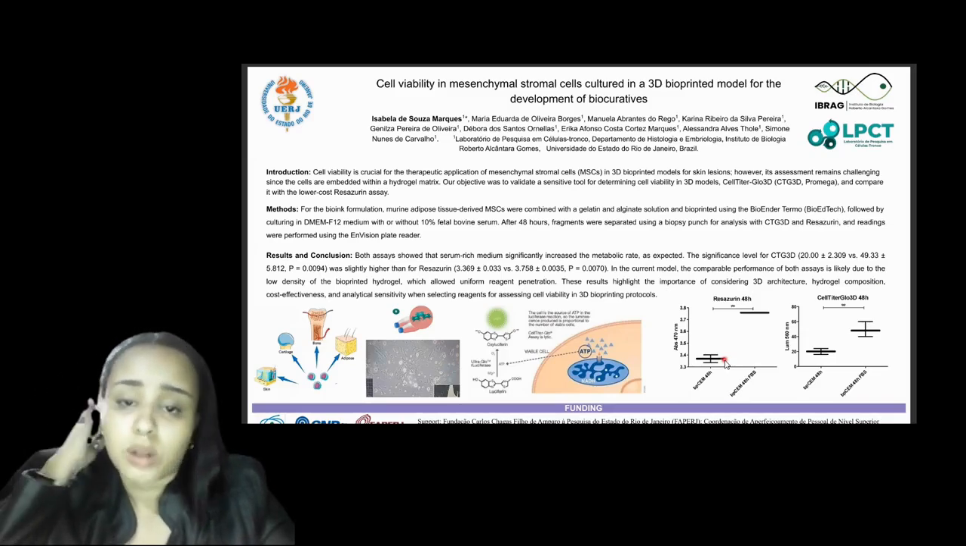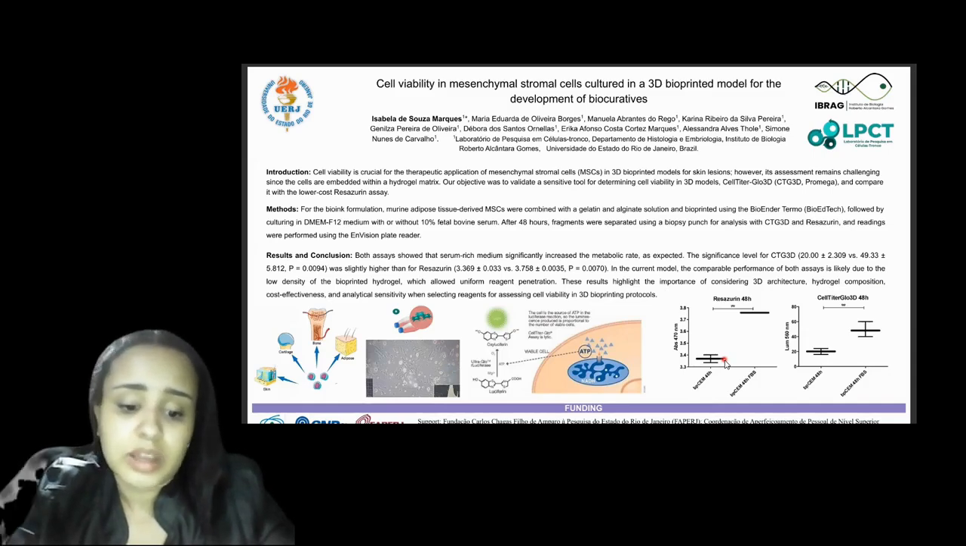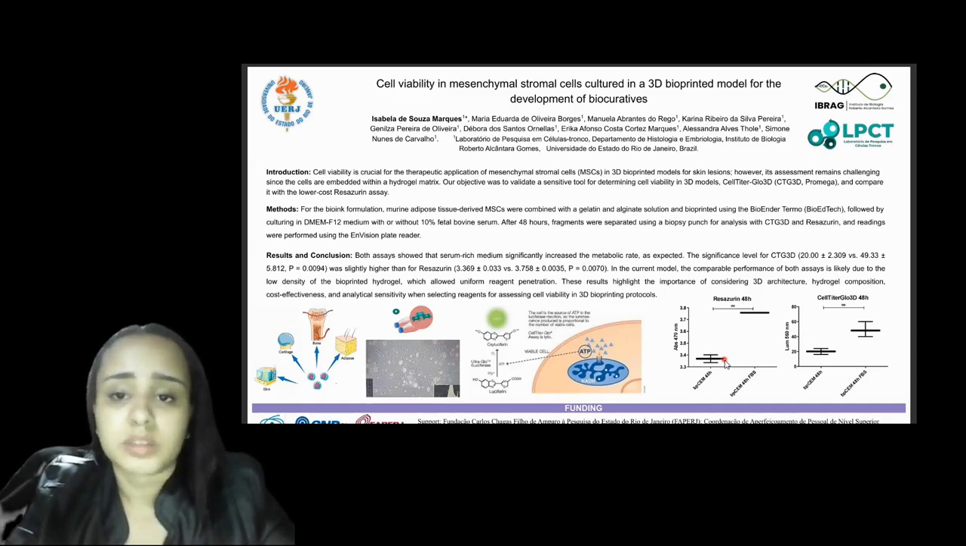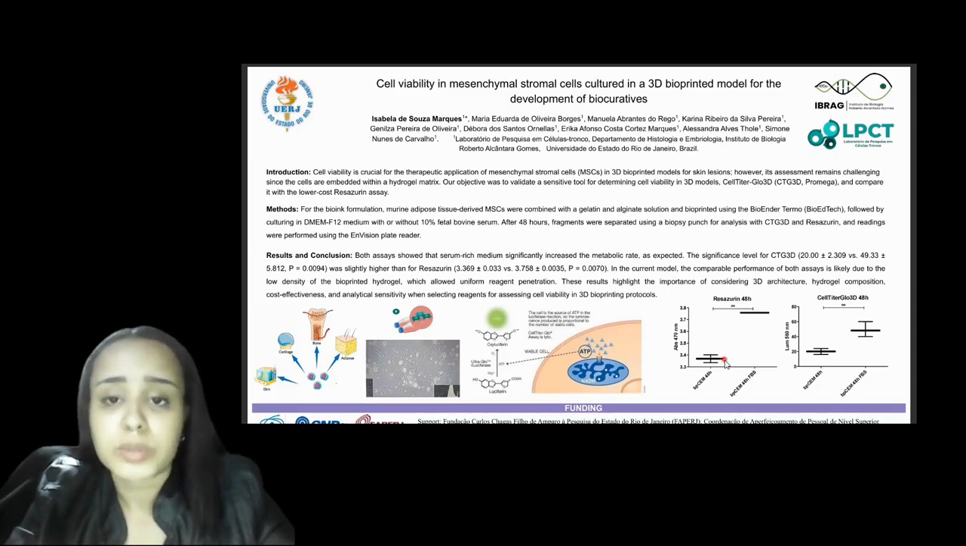Resazurin has a blue color, and after penetrating the cell in response to cell metabolism, if the cell is viable, resazurin is reduced to resorufin, which has a pink color and a greater capacity to emit fluorescence, making it possible to monitor this reaction using fluorimetry. The fluorescence intensity is proportional to the number of viable cells.